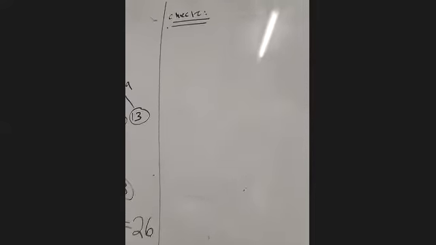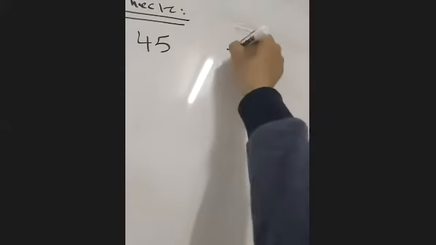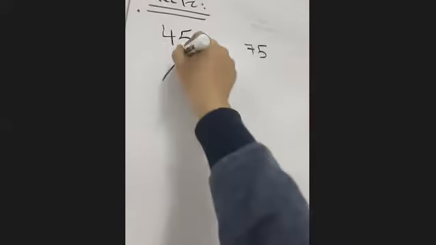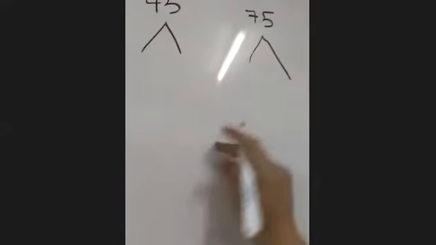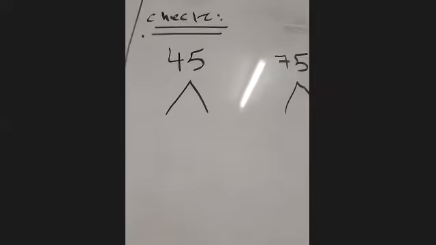Yalla. What are the two numbers? 45 and 75. Yeah, let's start with the 45. Give me two numbers. If you multiply them, you get 45.